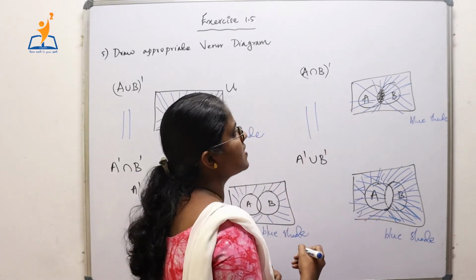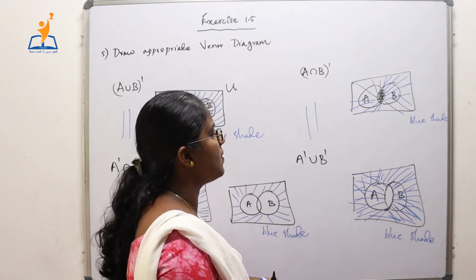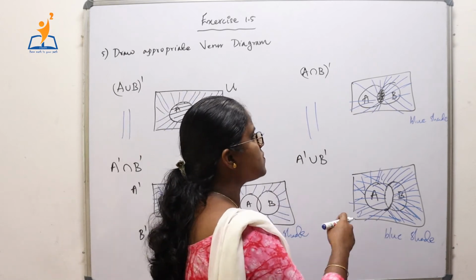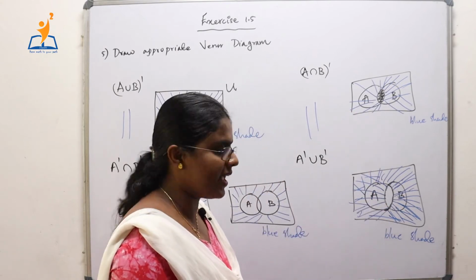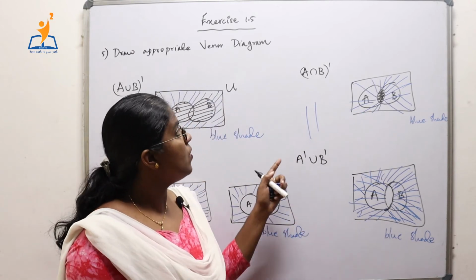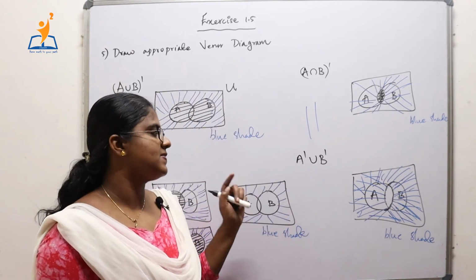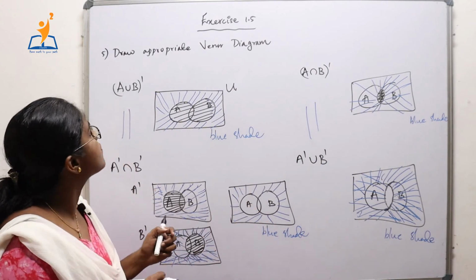So which means A intersection B the whole complement is equal to A complement union B complement, because both the areas shaded in blue in both the pictures are same areas. So that's the second law of De Morgan. So A intersection B the whole complement is equal to A complement union B complement. So that's the end of question number 5.